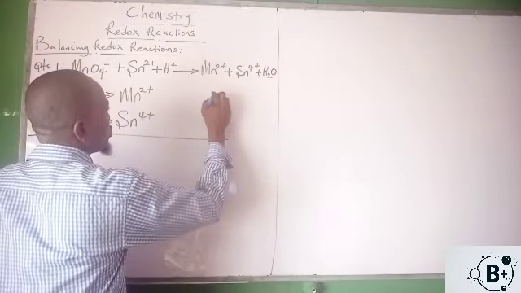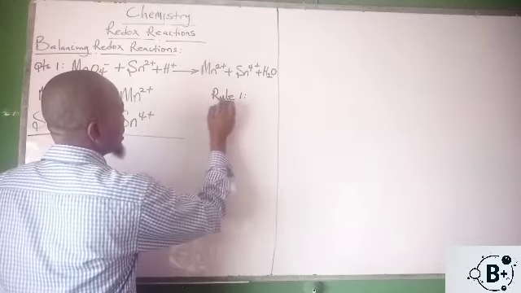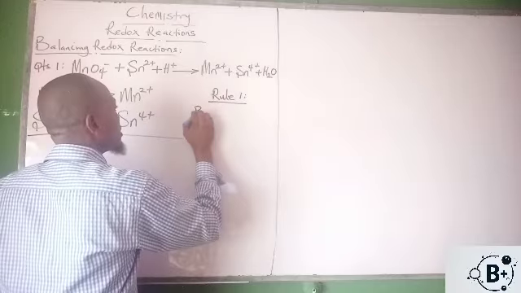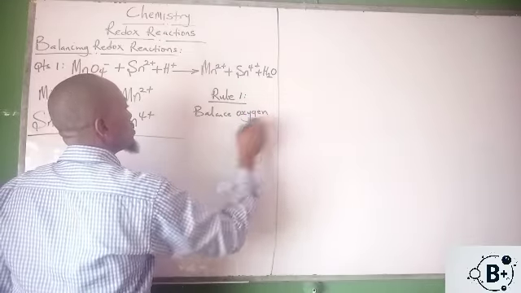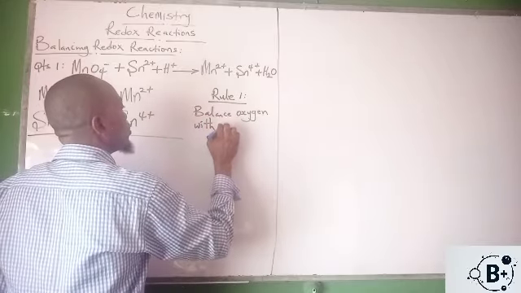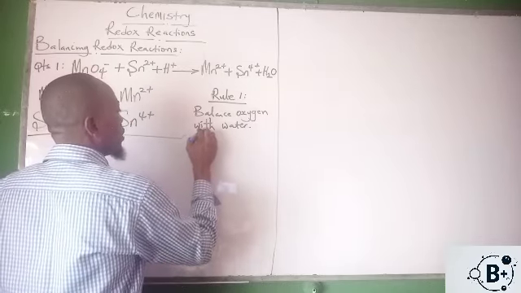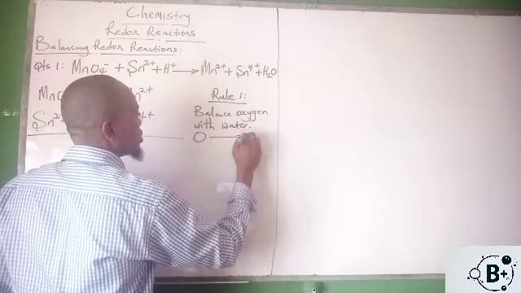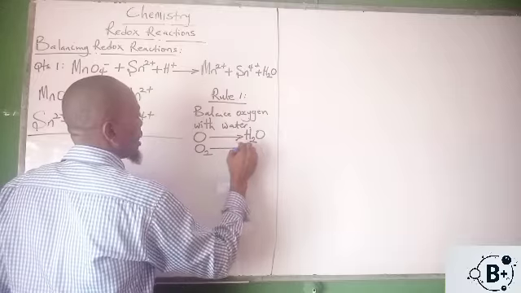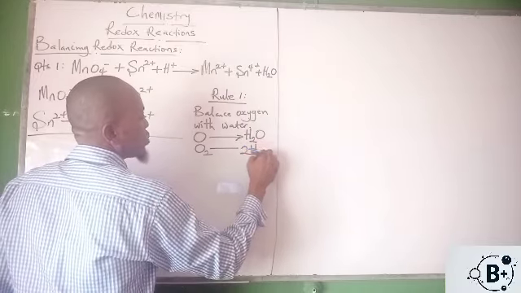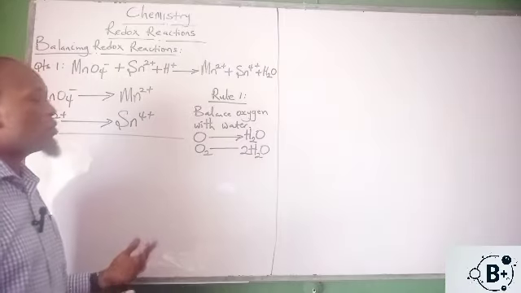Now, rule number 1. So I call it rule number 1, so we can easily understand it. Rule number 1 is that you balance oxygen with water. So what it means is that for every oxygen, we must balance it with water. So if we have 2 oxygen, meaning we are going to balance with 2 molecules of water. If we have 3, we balance with 3 molecules of water. If we have 4, we balance with 4 molecules of water.